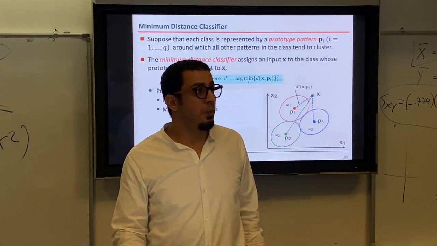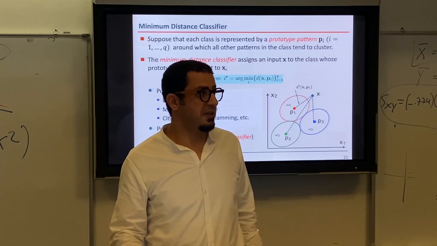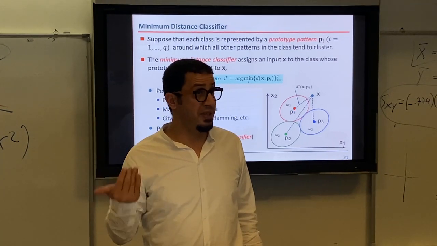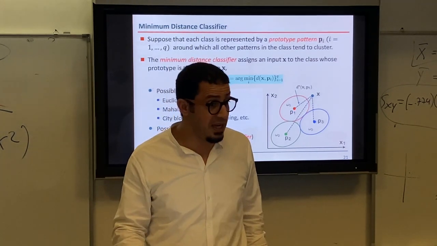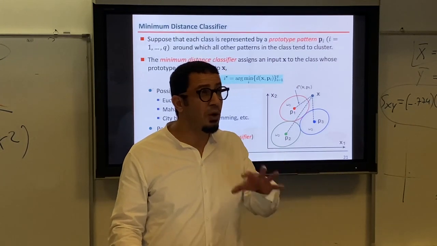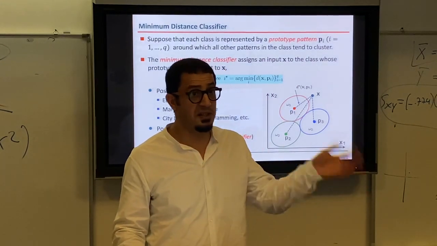So is it clear here? We can use any different classes, and you can represent any class by the mean, by the median, whatever. There are a lot of techniques in statistics that you can use, okay?